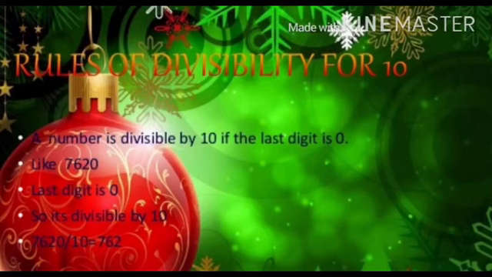Now the divisibility for 10. It is very simple. If the last digit is 0, then the whole number is divisible by 10. For example, 7620, the last digit is 0, so it is divisible by 10. If the number is 782, is 782 divisible by 10? No, because the unit digit is 2. So the number is not divisible by 10. If the number ends with 0, then it is divisible by 10.